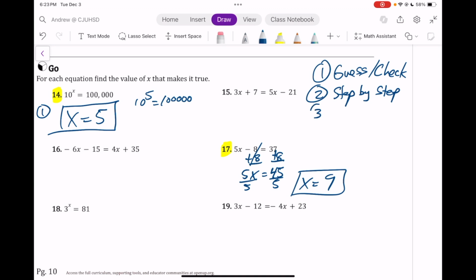Method number 3, we're going to use 15 to look at that. Think of this as the left side of the equation is one graph. The right side of the equation is another graph. We're going to graph them both at the same time, and where the two graphs cross each other, that's the solution.